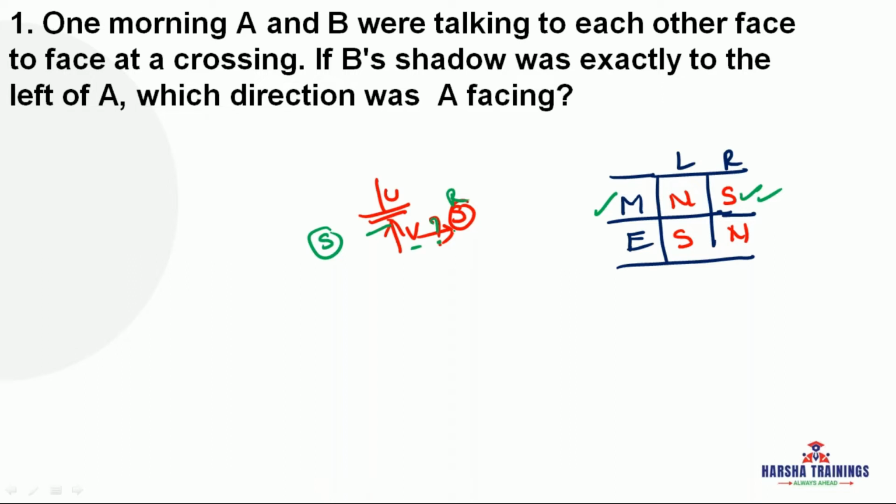For example, in which direction was Uday facing now? Okay, opposite to Vishal, north. So Uday was facing north side and Vishal was facing south side. Got my point, all of you?